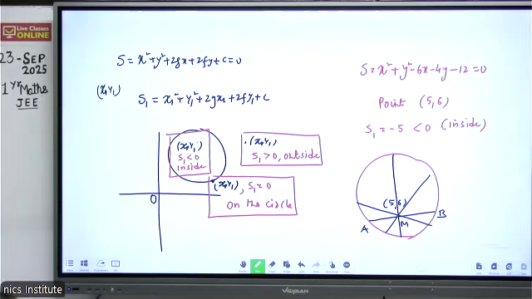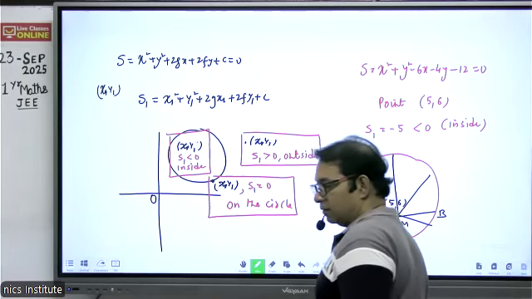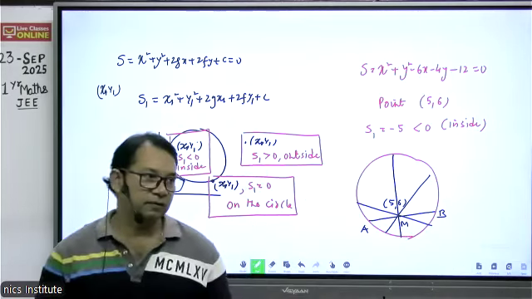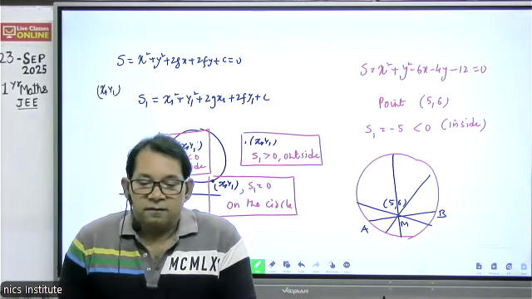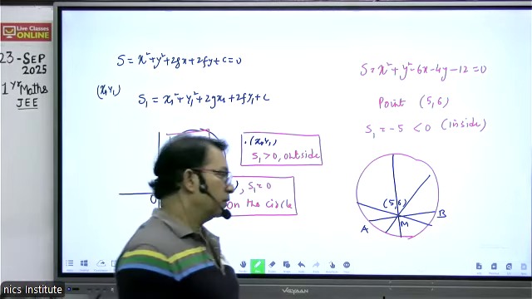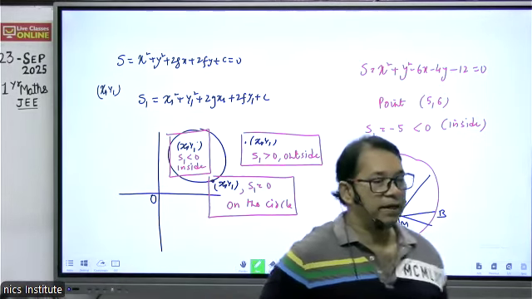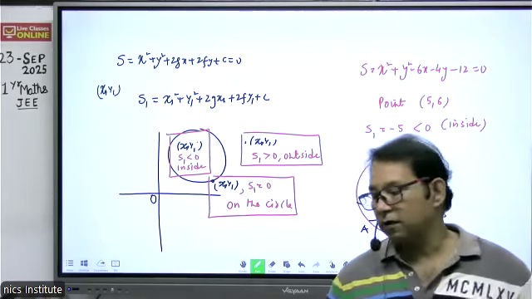Perpendicular from center of a circle to the chord always bisects the chord, and vice versa. Perpendicular from the center of the circle to the chord, any chord, bisects the chord.